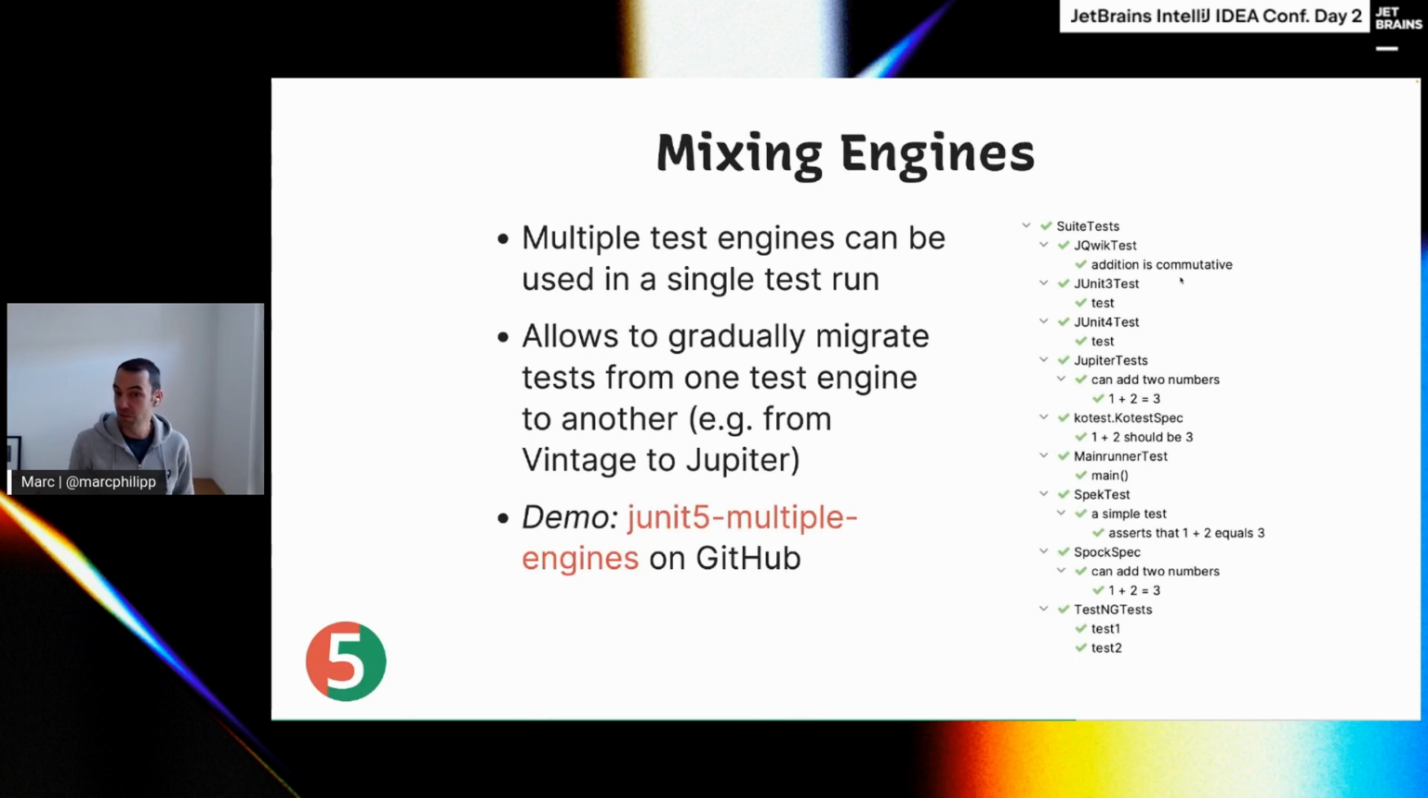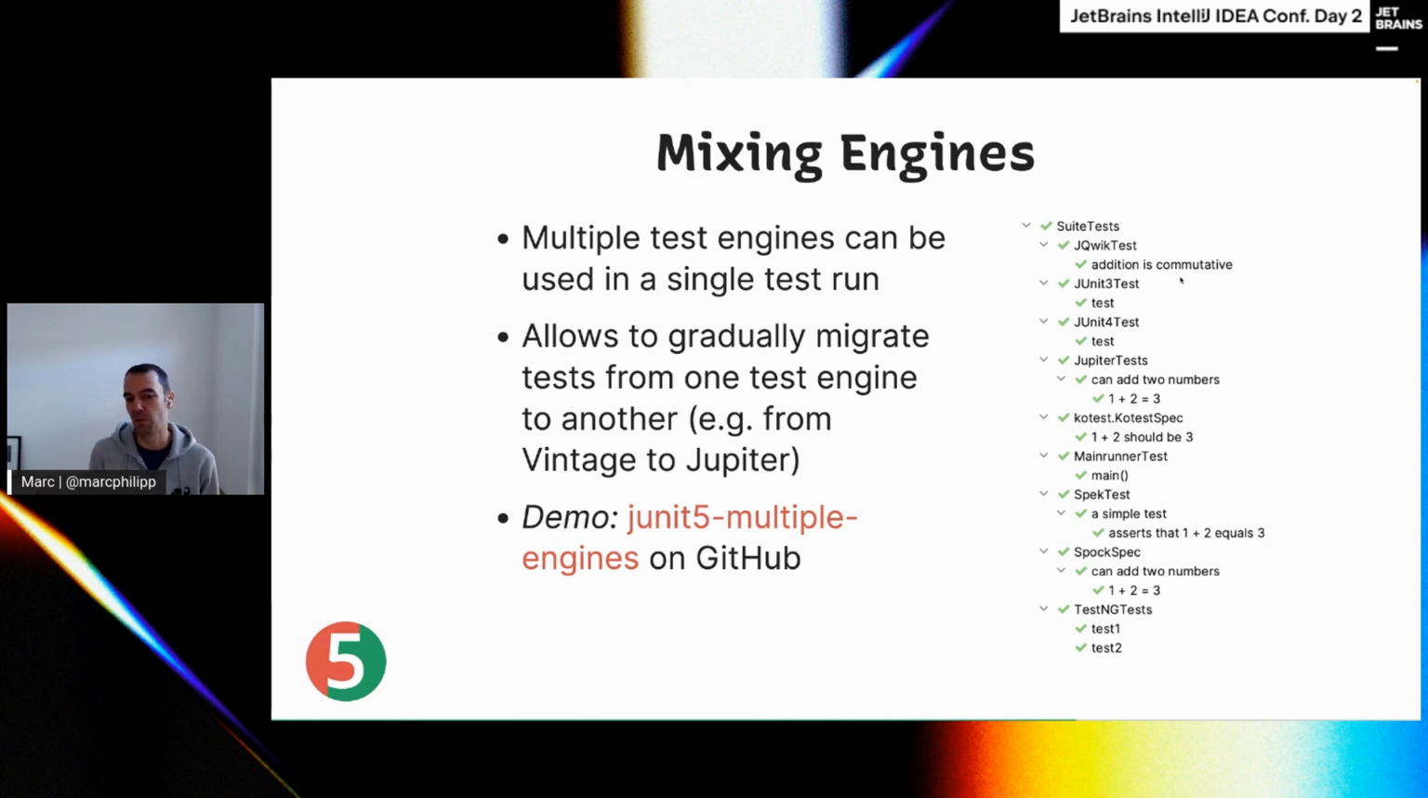And you can even mix engines in one test run. So this is an example from the JUnit samples repo. You can see a test tree on the right here. And this is actually mixing, I don't know, 7, 8 test engines here in a single test run. You normally wouldn't do this, obviously, right? You could use this to, for example, gradually migrate from one test engine to the other.